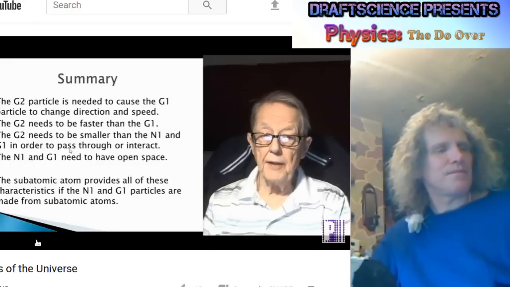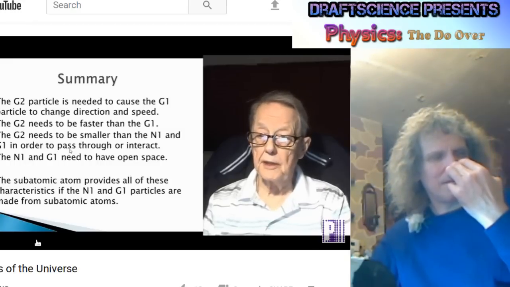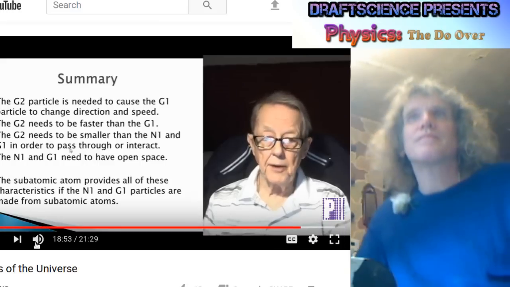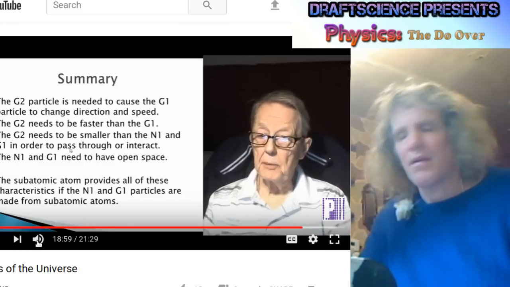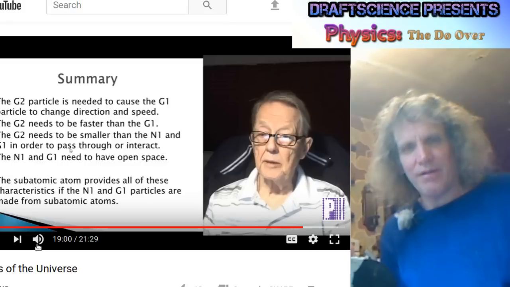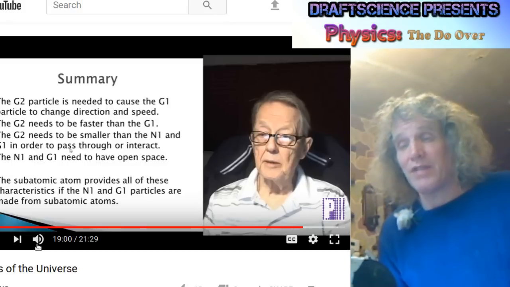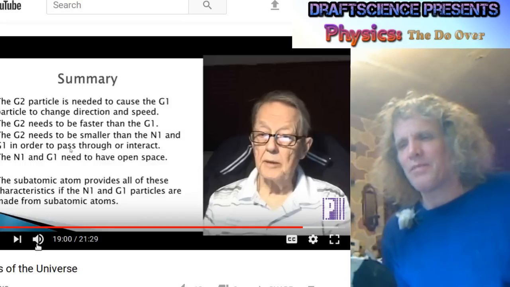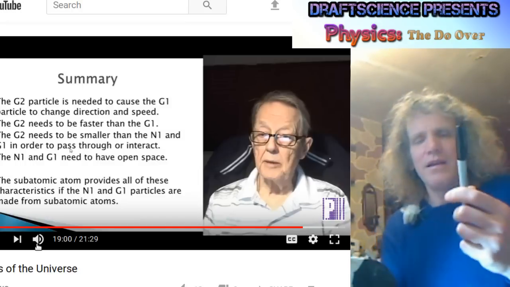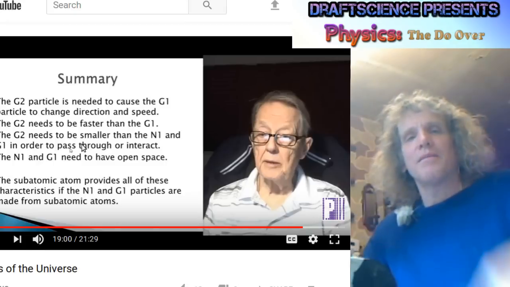Be smaller than the N1 and the G1 in order to pass through and interact such that there can be a gravity type interaction, and hence the N1 and the G1 need to have open space. It's the subatomic atom. Again, the open space thing is just obviously when you break something down and it's going to have little bits inside of it that are interacting and creates veins and arteries inside of us. You have to have separation between different mechanisms and all that kind of stuff. But the idea that there's some kind of law that says there can't be something solid and there can't be some other thing solid, and the solid thing hits the solid thing, I don't see any rule against that being at some level how the machine works.